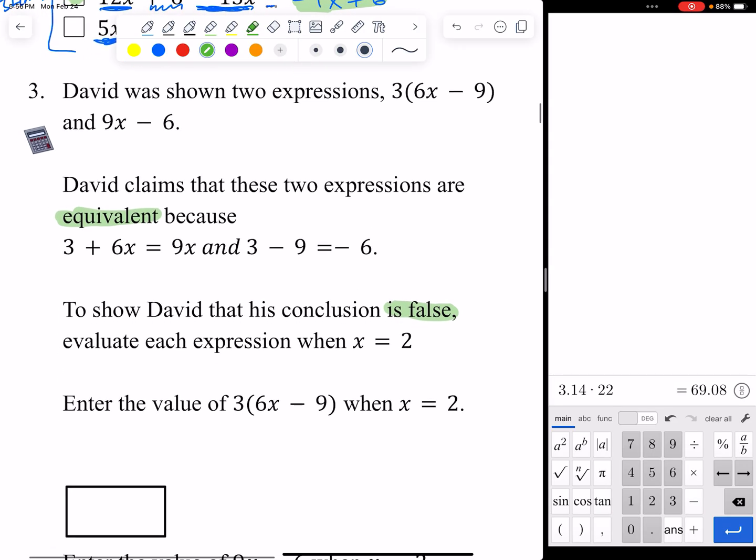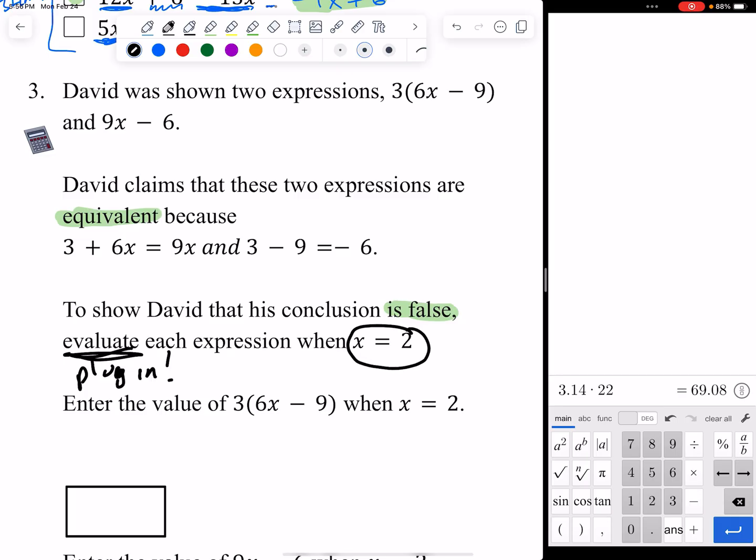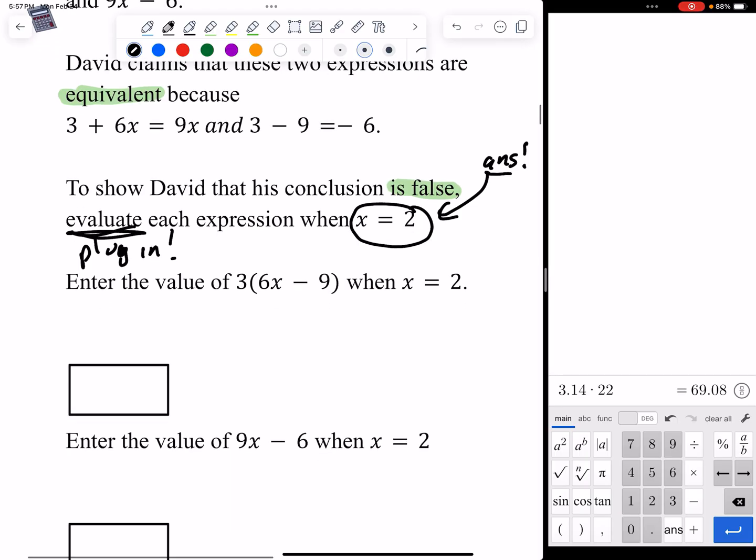To show David that his conclusion is false, so in other words, David is wrong, evaluate each expression when x equals 2. So when they tell me the word evaluate, they mean plug in. Plug in a number. And in this case, they gave me x equals 2. And that's another hint, right? Normally, isn't that basically an answer? Like if I find x equals 4, that's an answer. X equals 3, that's an answer. So if they gave me x equals a number, not always, but sometimes I'm like, do they want me to plug it in? Okay?